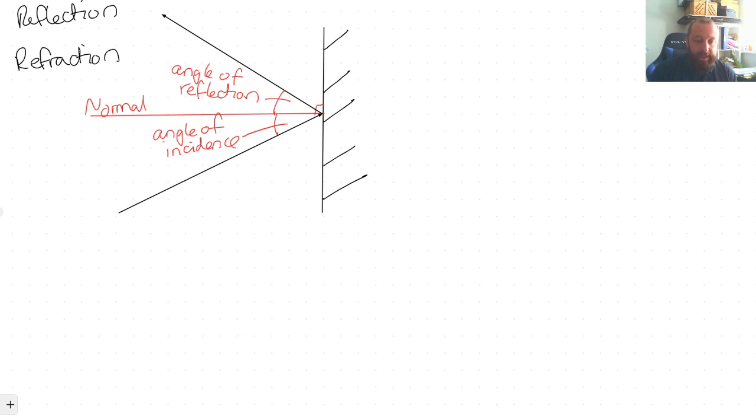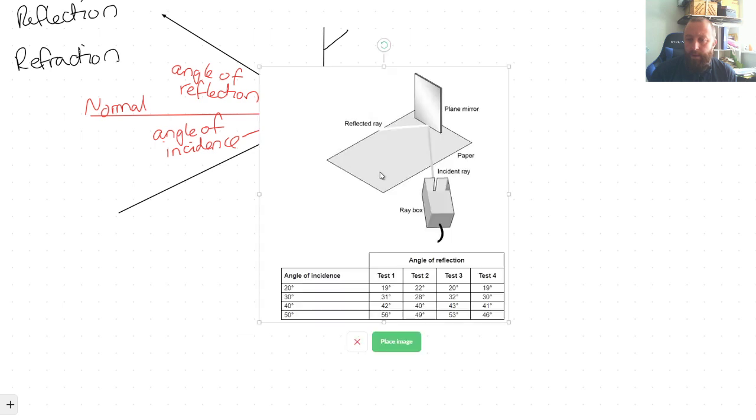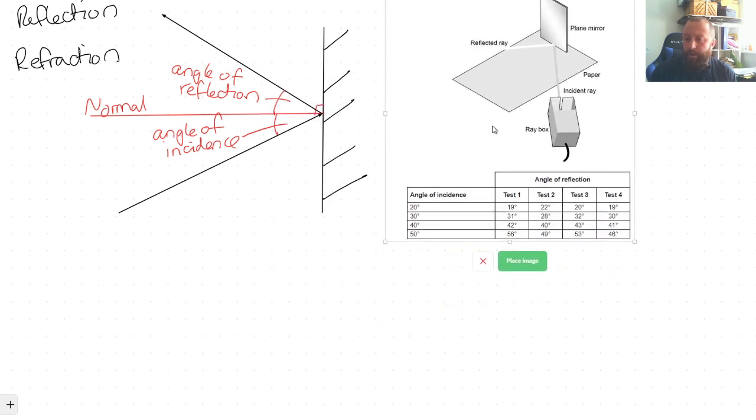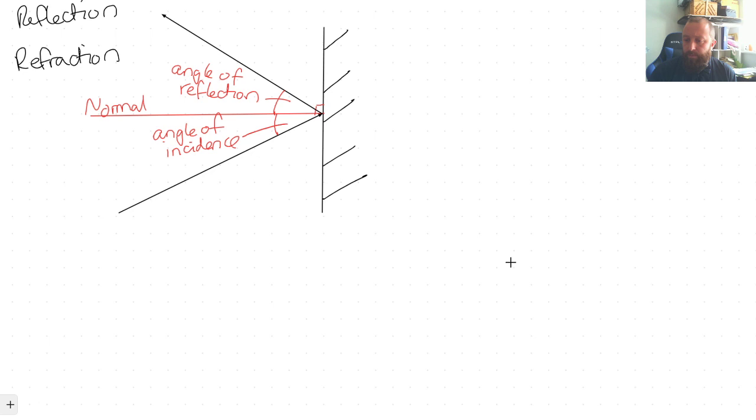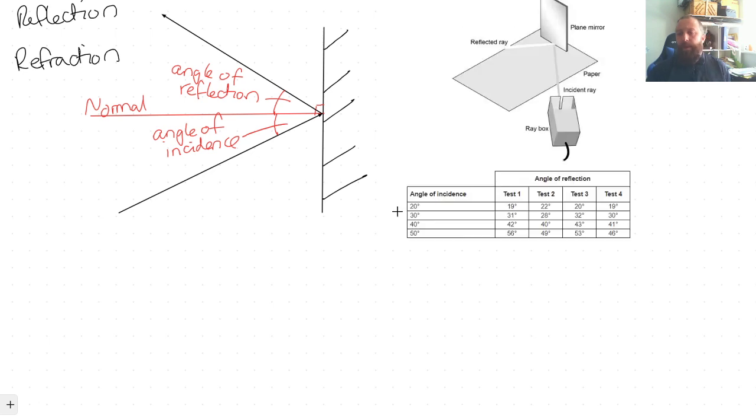So if we look at a quick exam question that I've got here, this is one of the lower level ones. There we go. We can see we've got the angles down here. We've got the angle of incidence going in, we've got the angle of reflection.